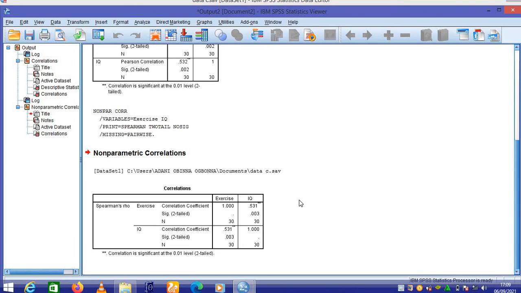So concerning correlation, the first step is to test for normality, to know whether your data are normally distributed. The normality test will determine the appropriate correlation test that you will carry out. If they are normally distributed, you go for Pearson correlation. If they are not normally distributed, you go for Spearman's correlation. So that is all about correlation.